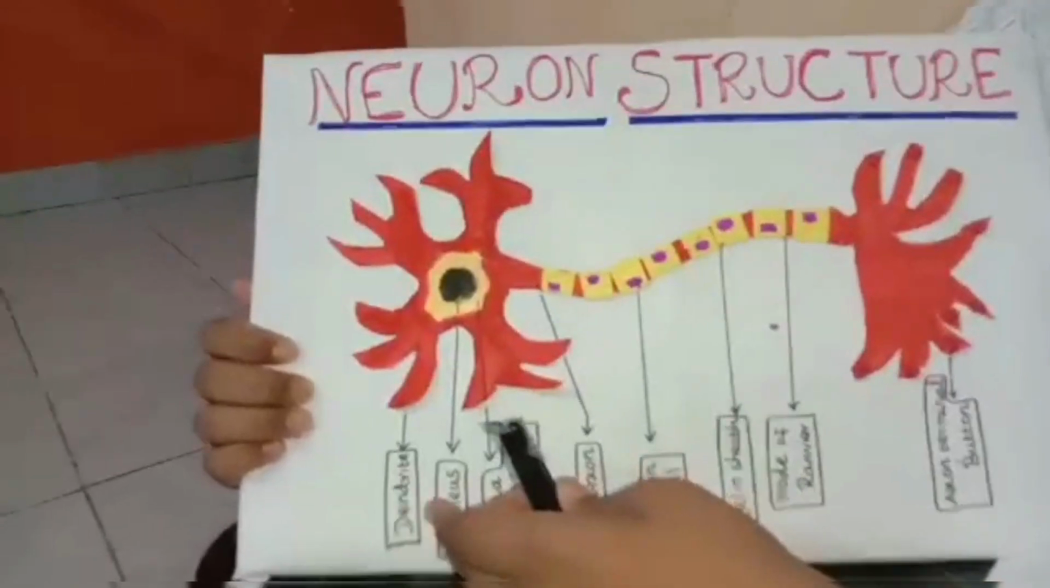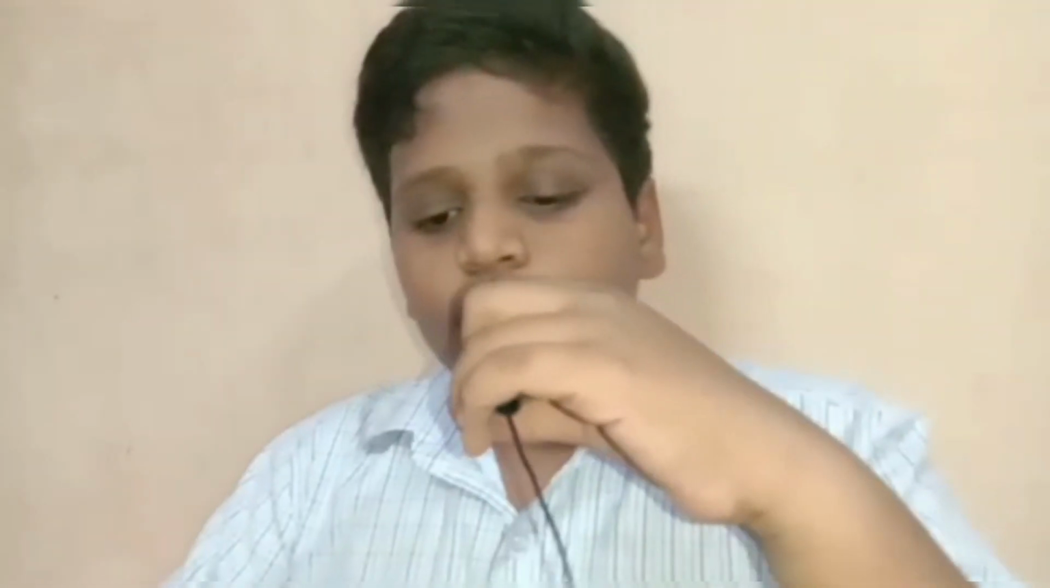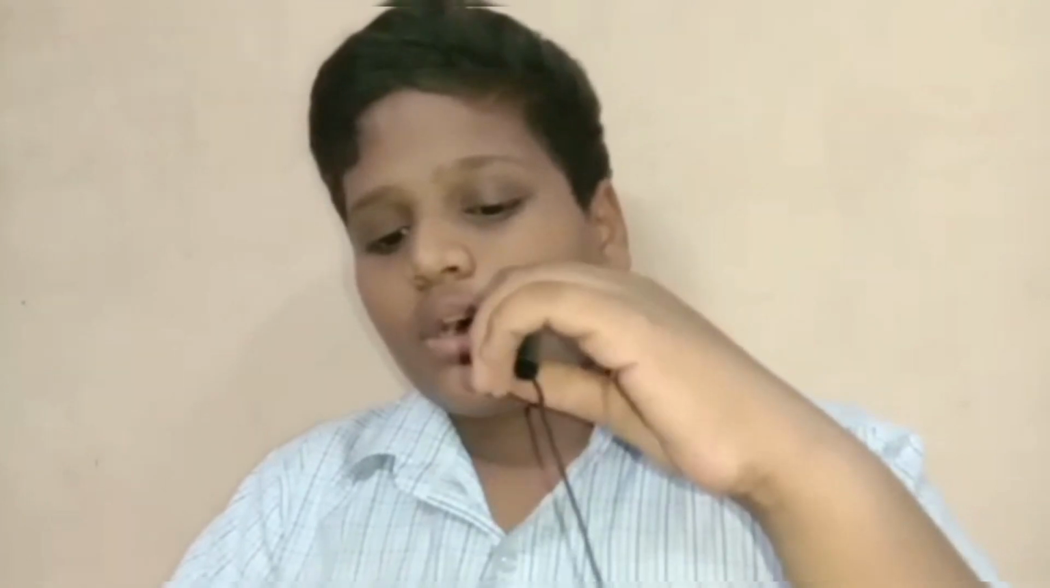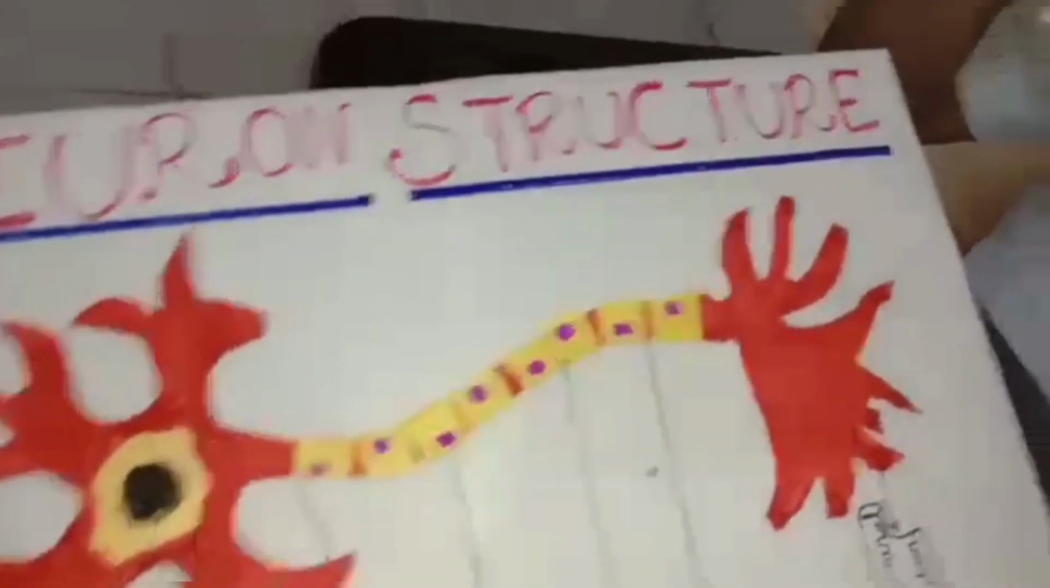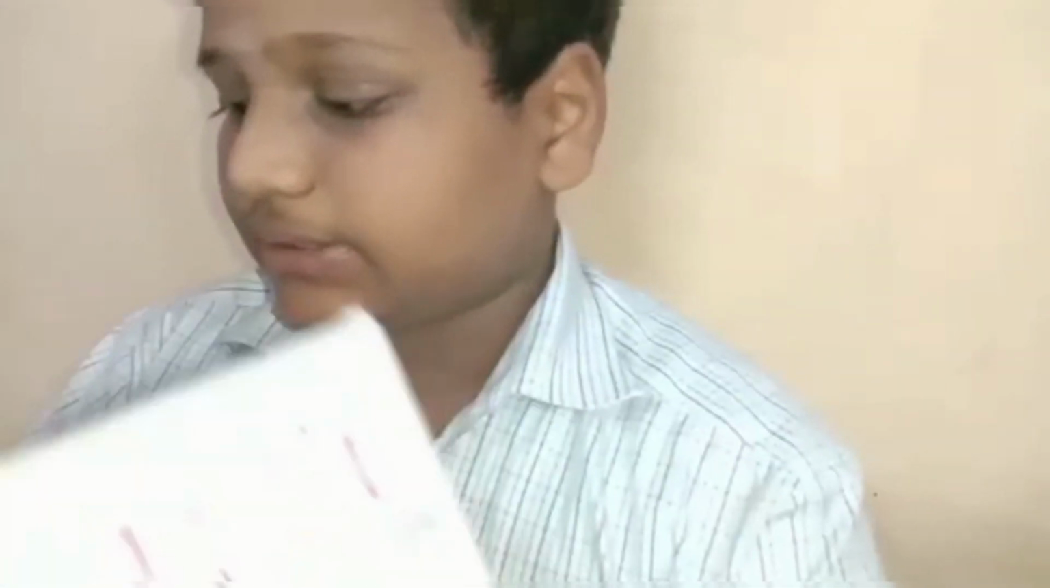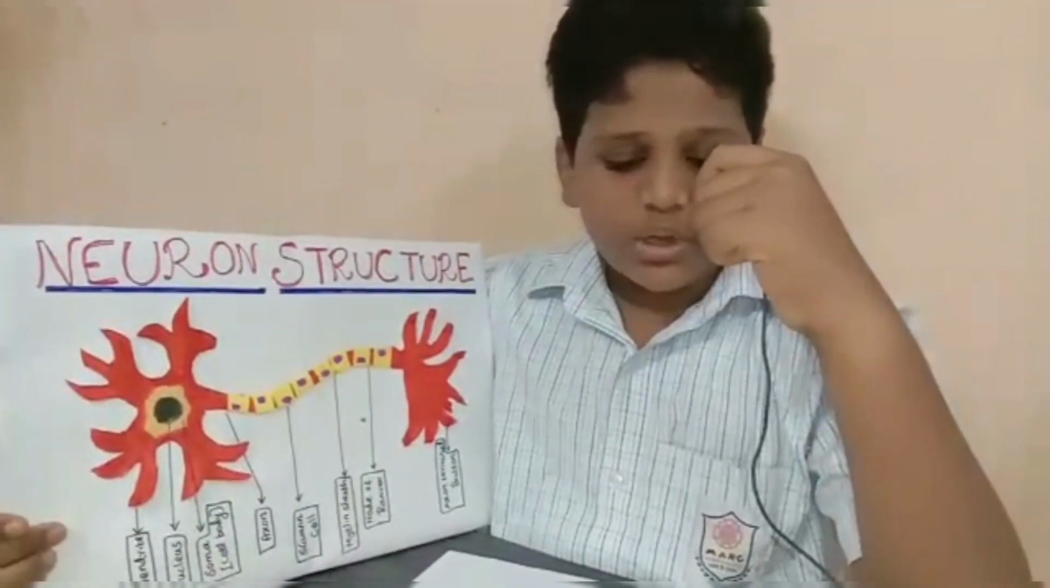I am going to explain about neuron structure. This is a neuron structure. Neurons, also called nerve cells, are the fundamental units of the brain and nervous system. The cells are responsible for receiving sensory input from the external world, for sending motor commands to our muscles, and for transforming and relaying the electrical signals at every step in between.